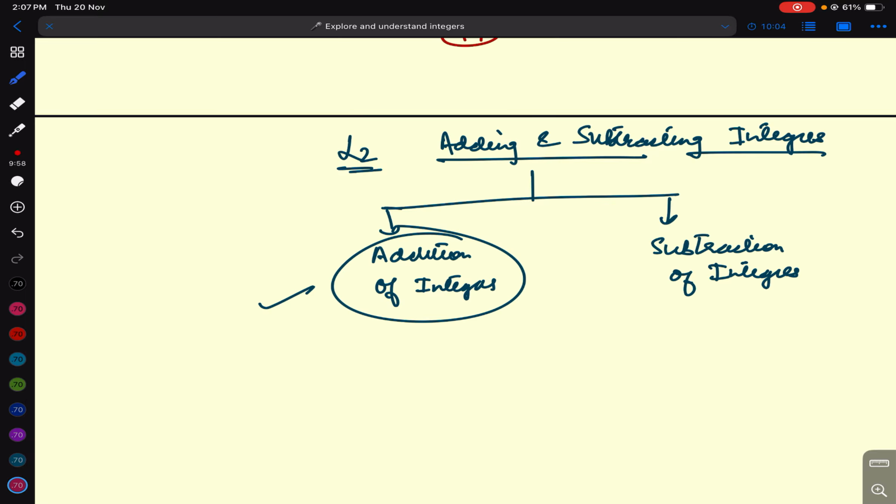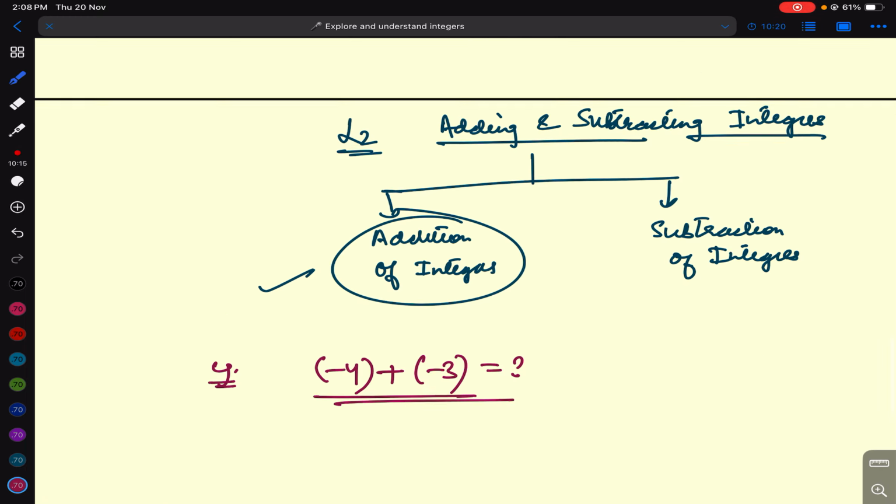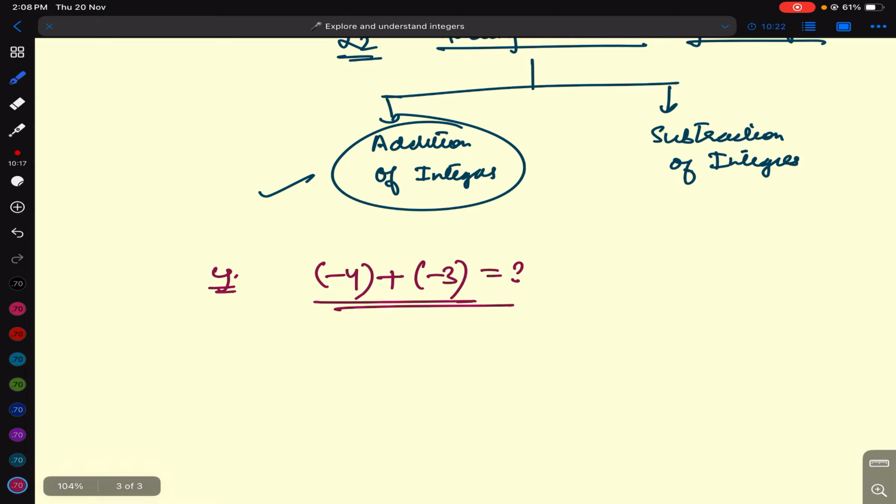Now when we talk about the addition of integers, let's take an example here. Let's say we have -4 plus -3. So we have to figure out what this addition leads to, or what is the solution to this addition. So first I'll show you the same via the number line, and then we will see this one mathematically.